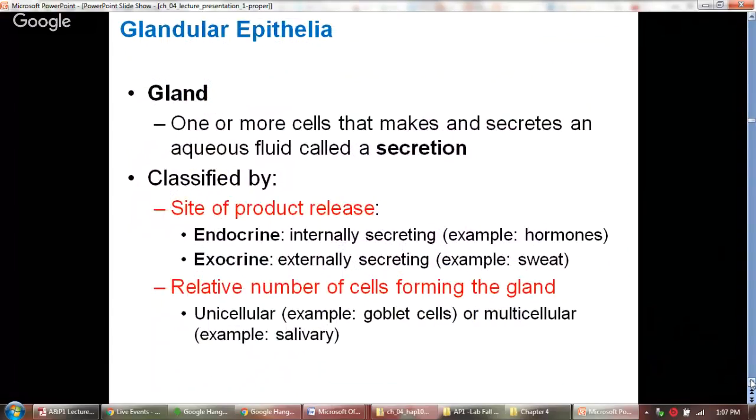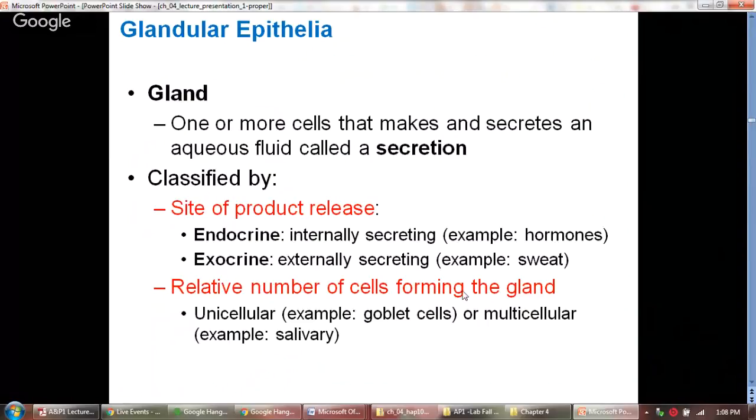The other important features we need to talk about are certain other features in the epithelia, sometimes the gland. A gland is defined as one or more cells which make and secrete an aqueous fluid called a secretion. It could be a single-cell gland, or it could be multiple cells involved in making glands.